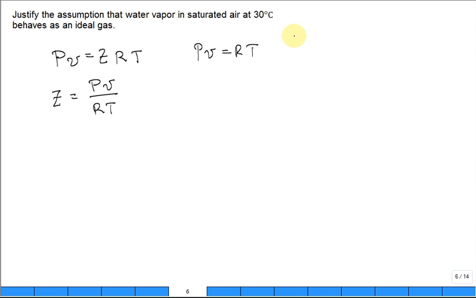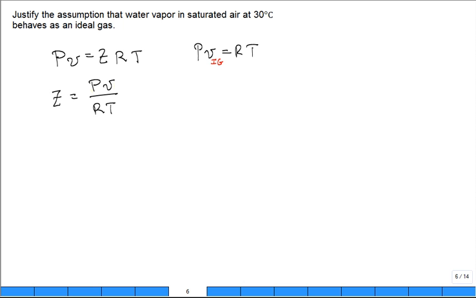Typically, it's not spot on 1. It's 1.00 something, but it's close enough to 1, right? Well, think about taking this and just adding a subscript IG to this V. What does that mean? That's the specific volume, assuming it behaves as an ideal gas.